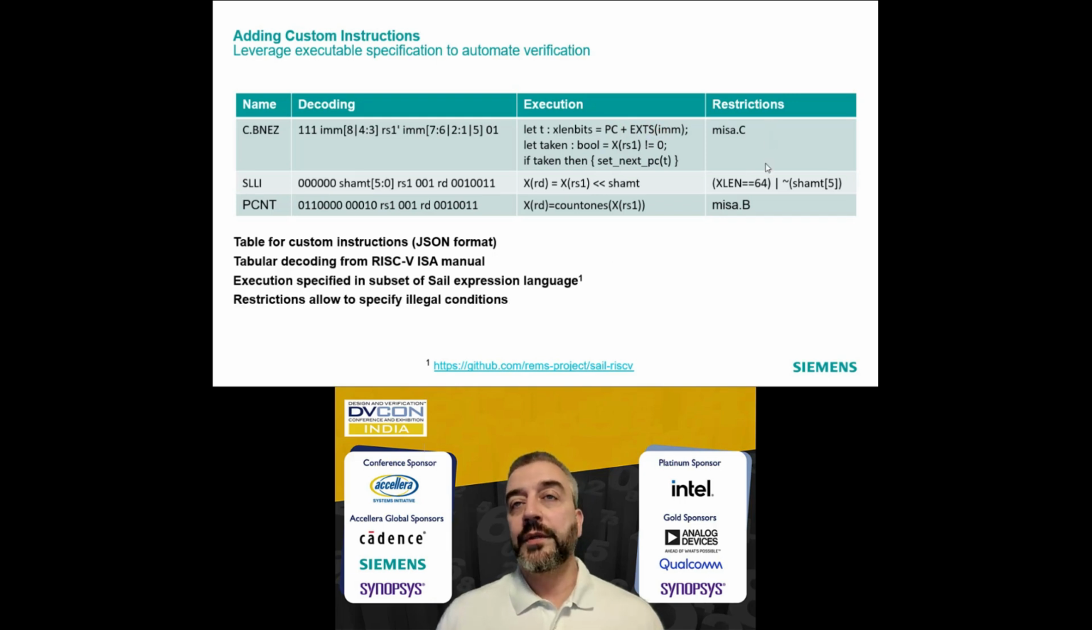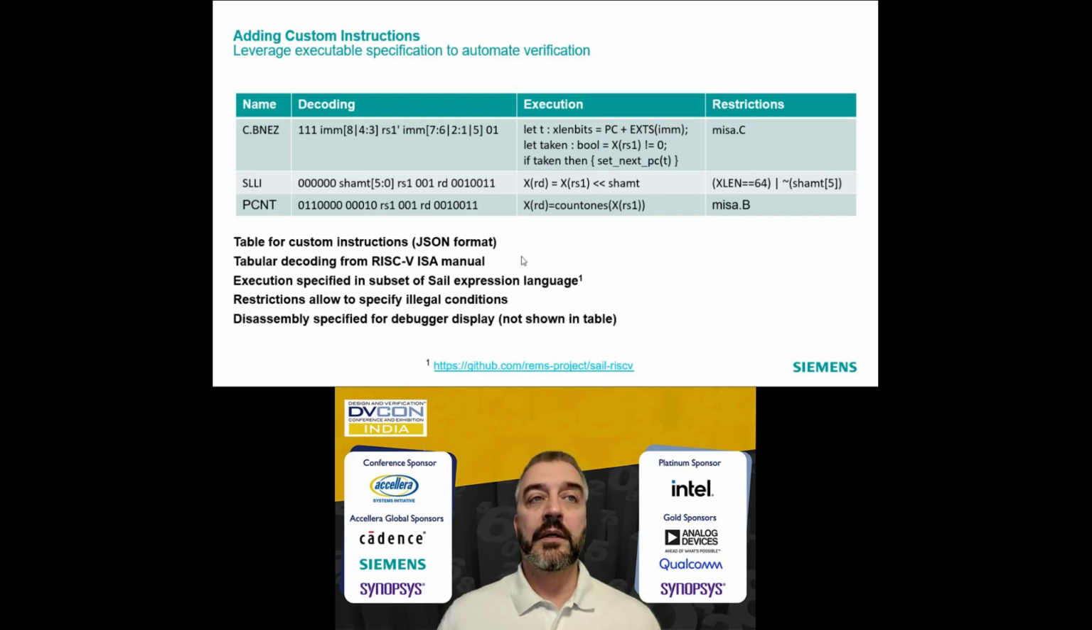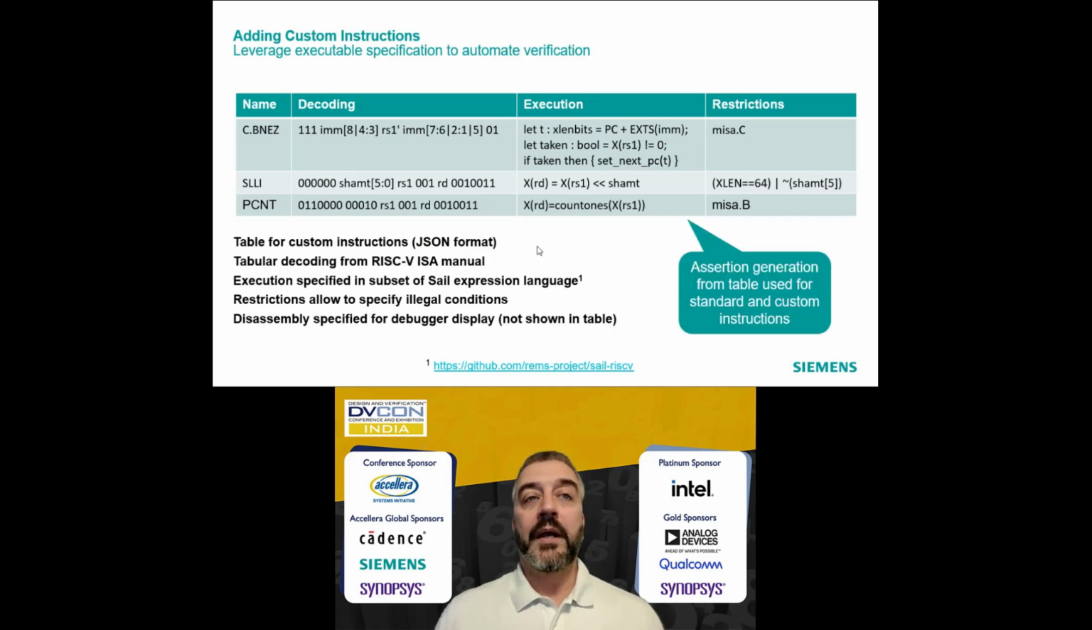In addition, there's stuff in the table like restrictions and debugger. And overall, this database is actually in a JSON format where the execution part is then in the SAIL format. And then from this table, the full verification is generated, both for the standard instructions and for the custom ones you may have added here.